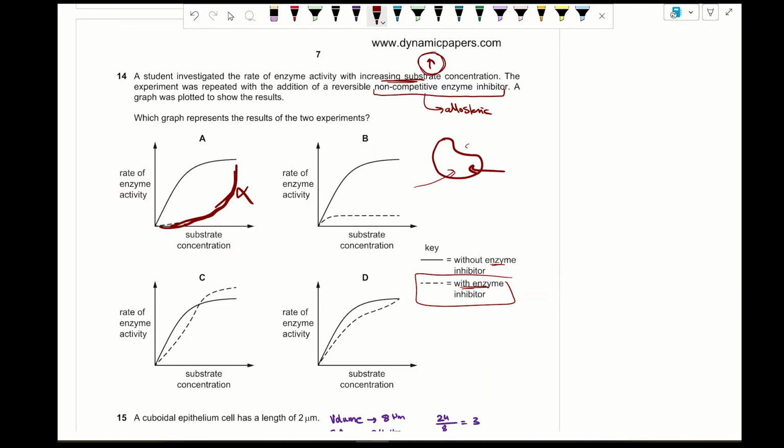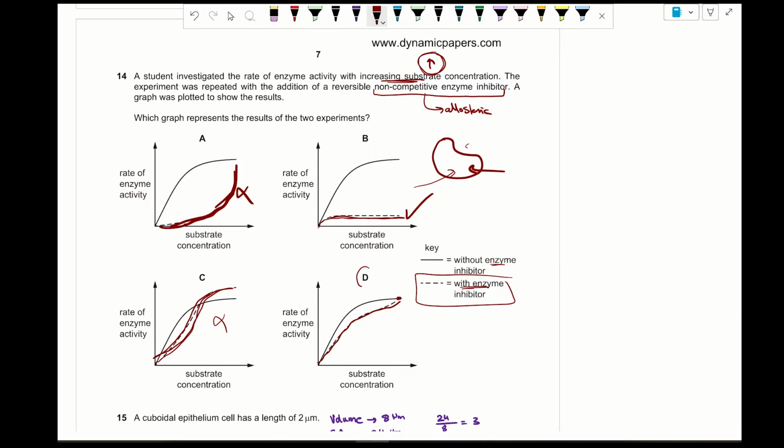Now for B, we could see that it increased slightly and then plateaued. No matter how much you increase the substrate concentration, the rate did not increase. Therefore, this is correct. Now, for C, we could see that the rate of the reaction increased even more than without the enzyme inhibitor, which does not make any sense. Therefore, this is incorrect.